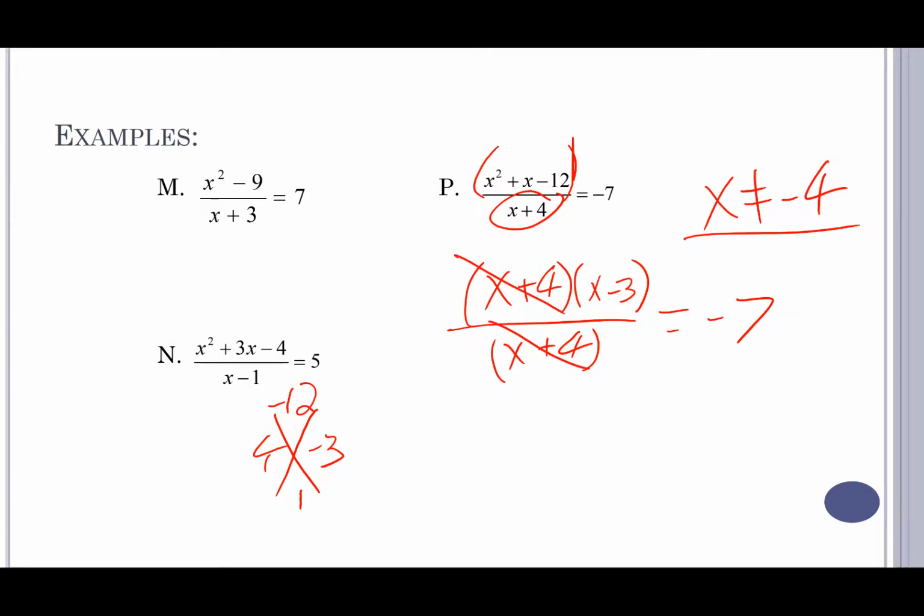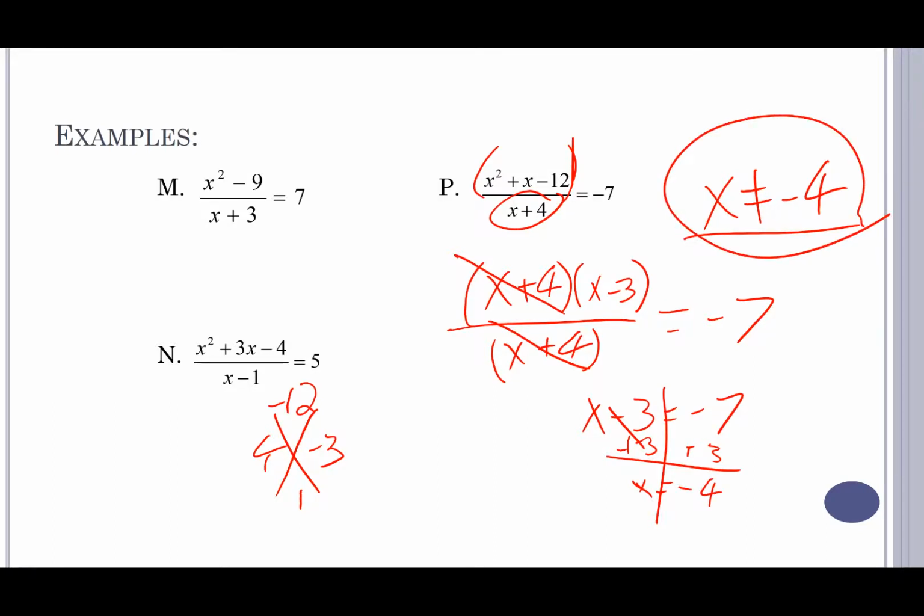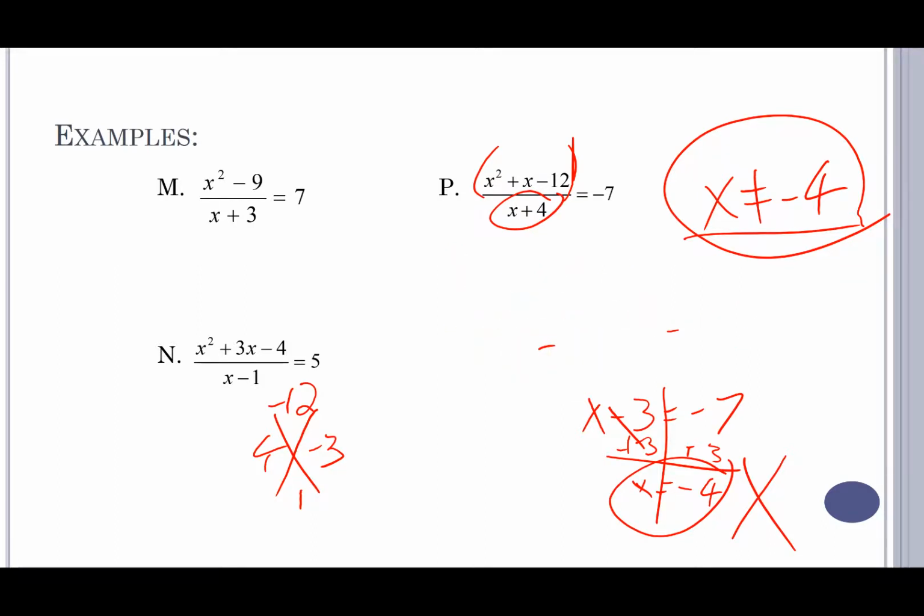So the x plus 4s are obviously going to cancel. So I have x minus 3 equal to negative 7. So when I add 3 to both sides, I'll have x equal to negative 7 plus 3 is negative 4. Oh, but again, I said earlier, x is not supposed to be negative 4. So just like the last problem, that's not really a solution. Doesn't actually work. X can't be negative 4. So we're going to say, again, no solution here.